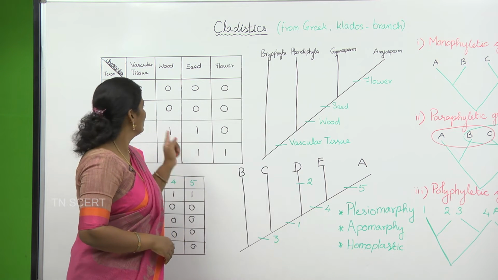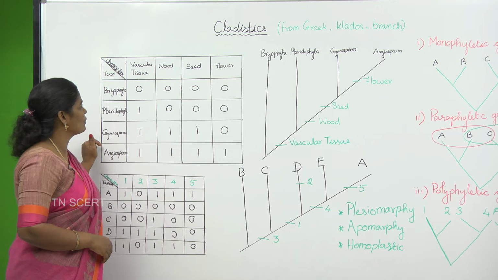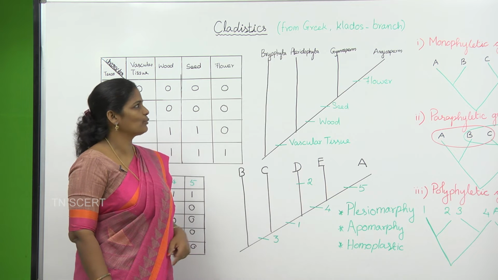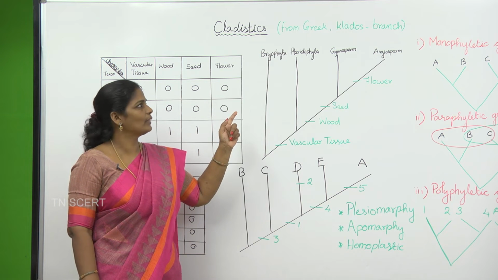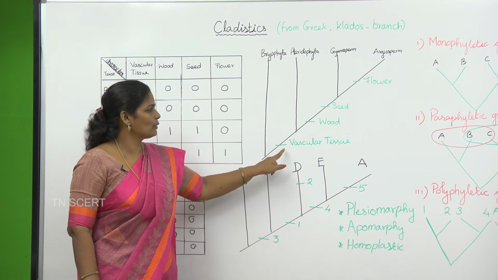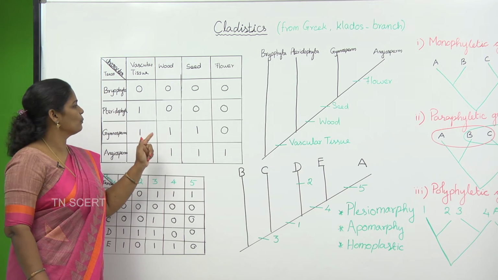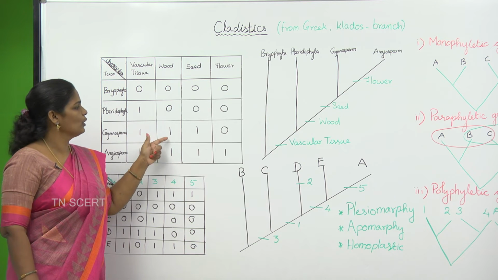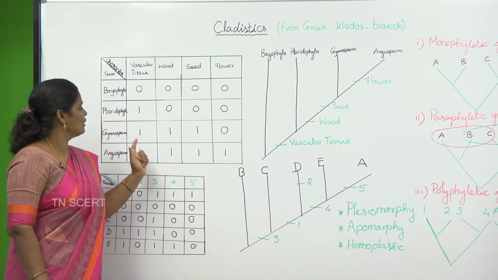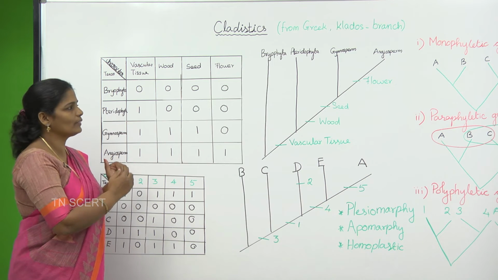And you see vascular tissue, that is the first character, isn't it? All the other 3 taxa possess vascular tissues, so you have to write the character here, vascular tissue. That shows Pteridophyta, Gymnosperm and Angiosperm possess vascular tissue, isn't it? Again we observe that Gymnosperm, apart from possessing vascular tissue, also consist of wood as well as seed. Whereas Angiosperm, apart from possessing vascular tissue, wood and seed, also possess flower, isn't it? We have to show all these things in the cladogram.